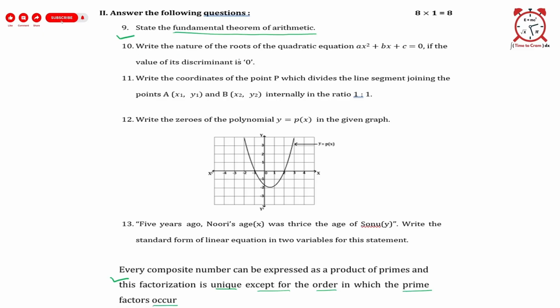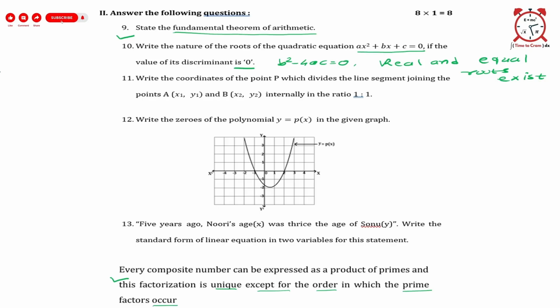Question number 10, write the nature of the roots of the quadratic equation ax square plus bx plus c equal to 0 if the value of the discriminant is 0. So here b square minus 4ac is equal to 0. It is clearly given. So we can write here real and equal roots exist. This is the answer.